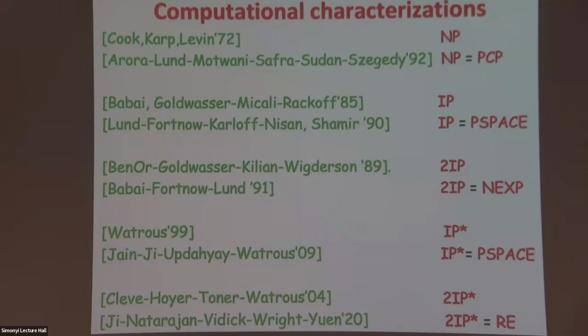IP equals PSPACE, polynomial space. Maybe you have no intuition about this. It can be explained as follows. NP is something about one alternation. There exists a proof that convinces. PSPACE is about many alternations. It's about games like chess. There exists a move I make as white, so that for every move you make as black, there exists a move I make as white, so that blah, blah, blah, blah. At the end, I win.